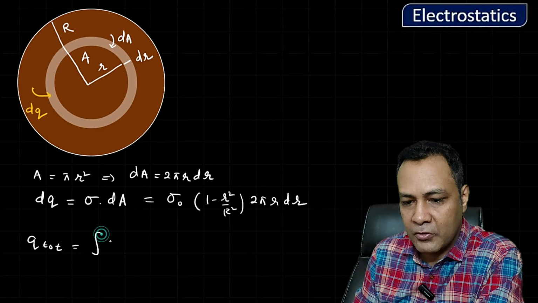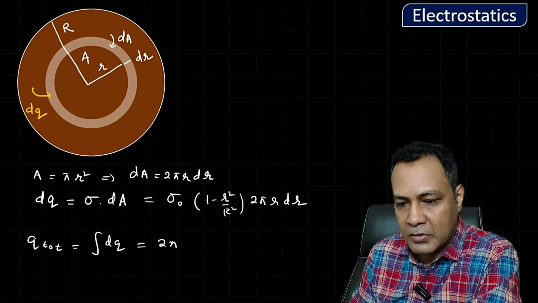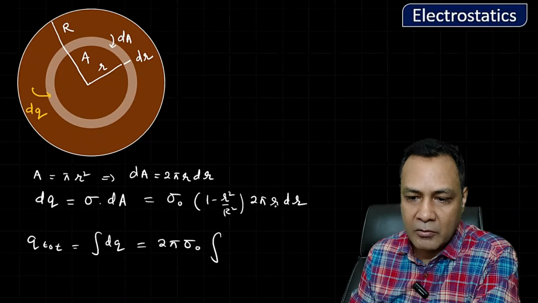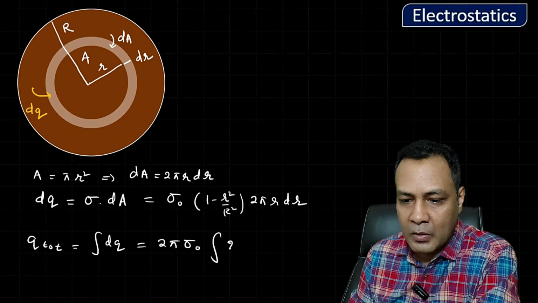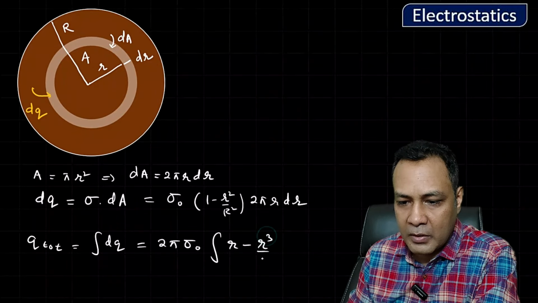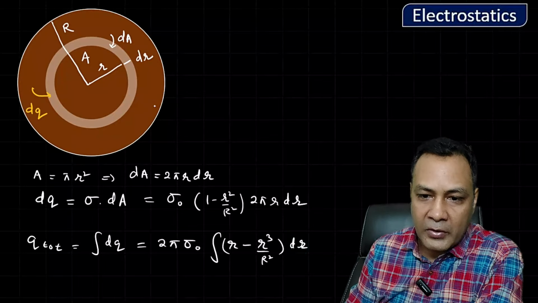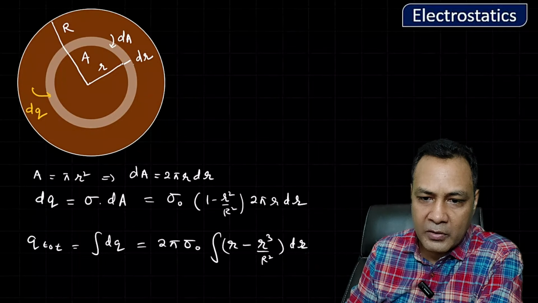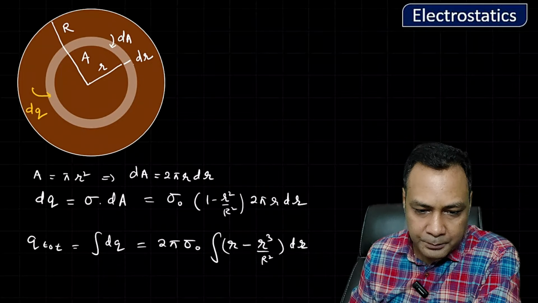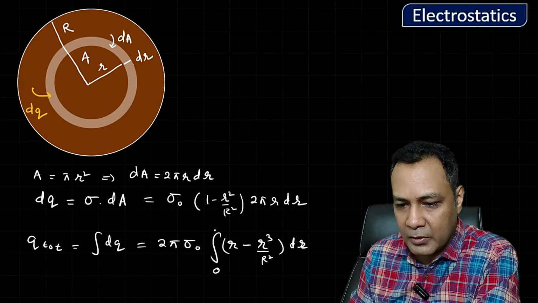is integration of dq. So for the integration I can take 2 pi sigma naught outside, and within the integral there will be r into r minus r into r square, that is r cube by capital R square, dr. And if I take this ring from radius small r equal to 0 to capital R, the ring will cover the whole disk. So the limit would be 0 to capital R.